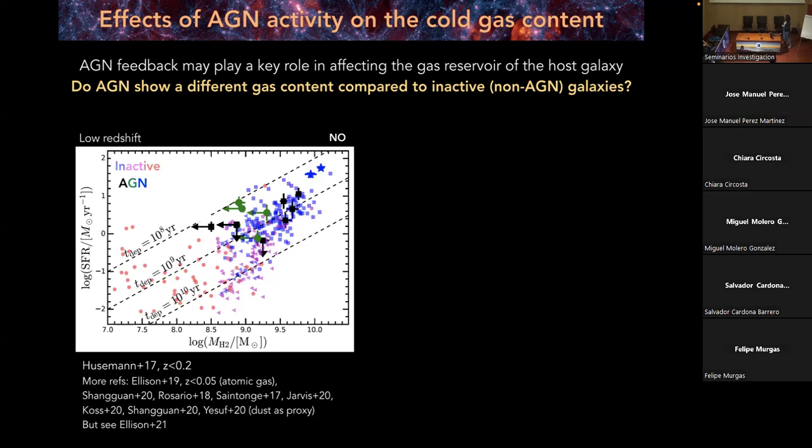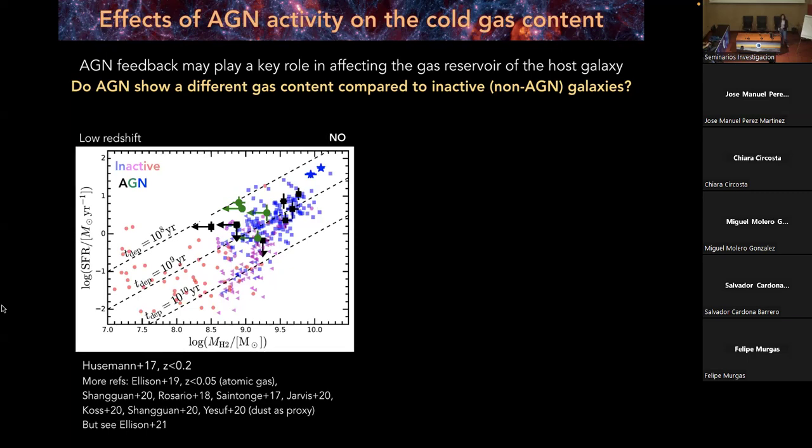the answer in the local universe is no. Works analyze different tracers, but this is an example by Usman and collaborators where they show the integrated Schmidt-Kennicutt relation. So star formation rate is a function of molecular gas mass. And they found that AGN and inactive galaxies occupy the same area of the parameter space.